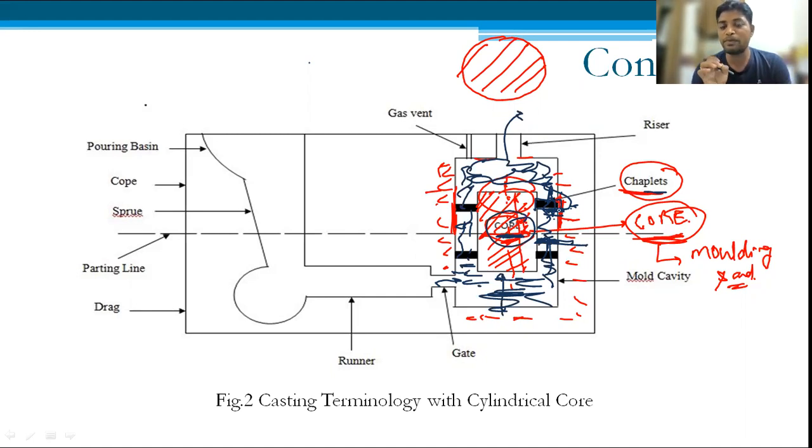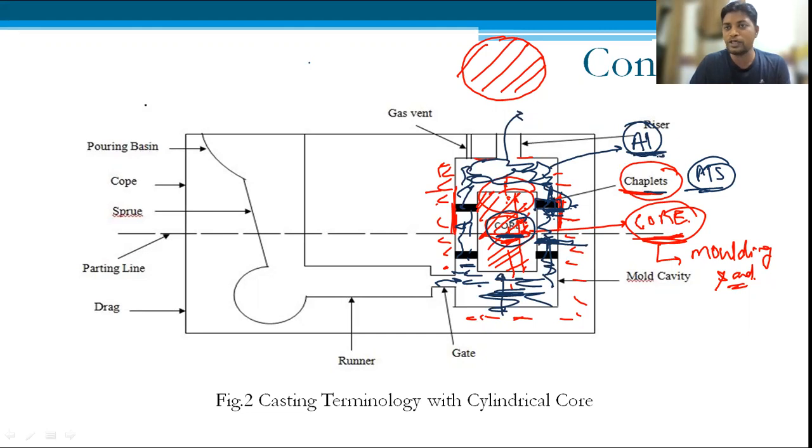If they become a complete part of the casting, then if we are making this casting of aluminium and using chaplets of mild steel, is that a kind of casting that we can produce? No.